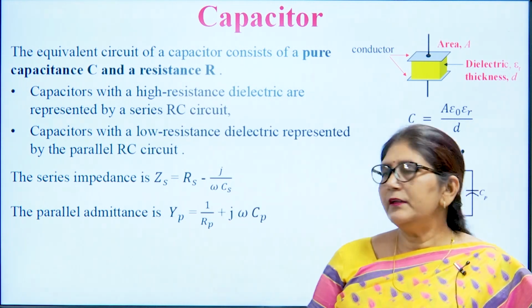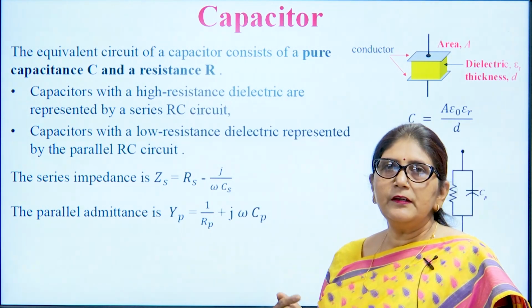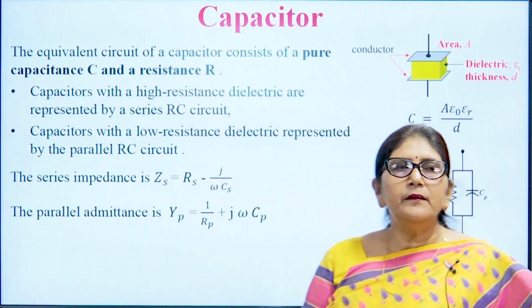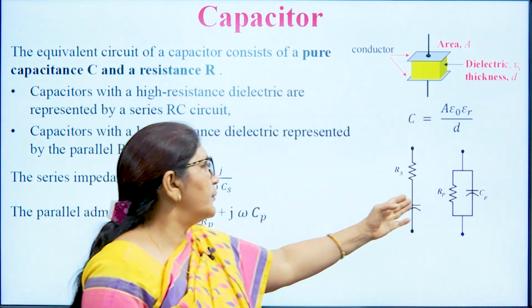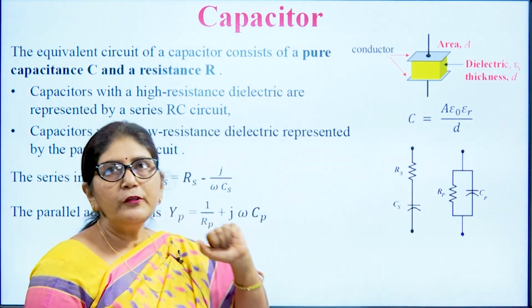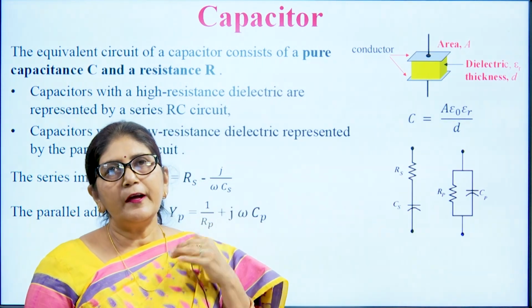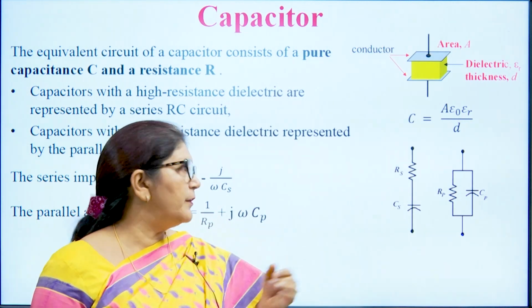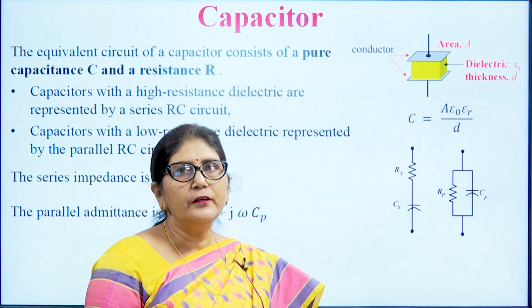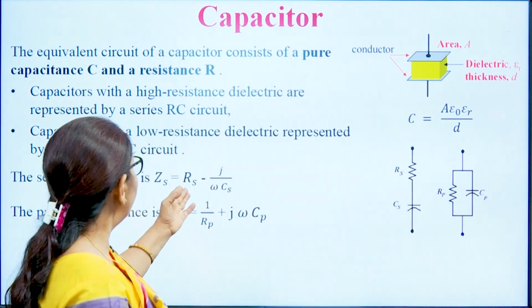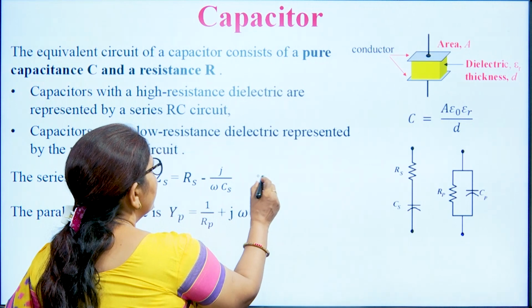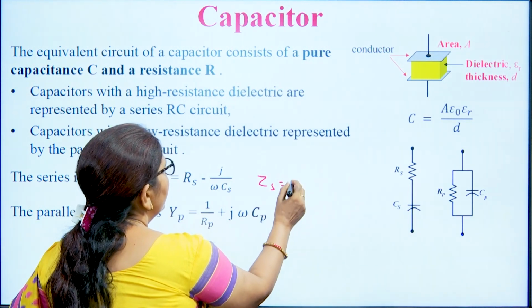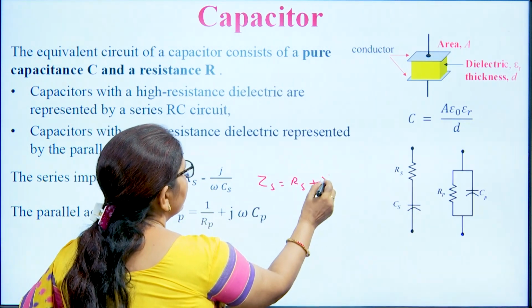When we represent the capacitance in series form, it is Rs plus Cs, and we can also represent it in parallel form. A capacitance which has a high resistance dielectric we represent in series form, otherwise in shunt form. In series impedance, we know that Zs is equal to Rs plus Xs.